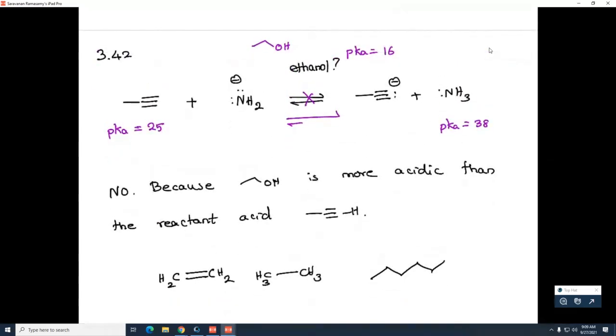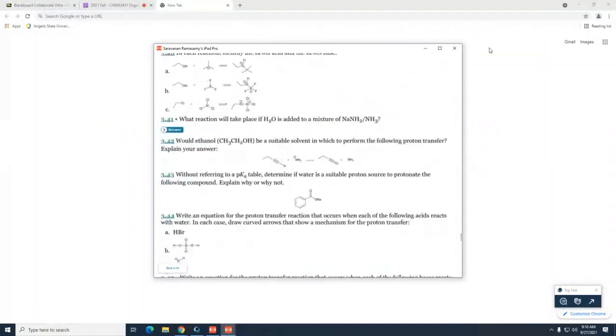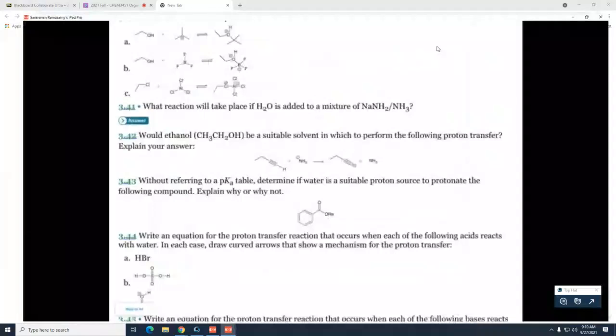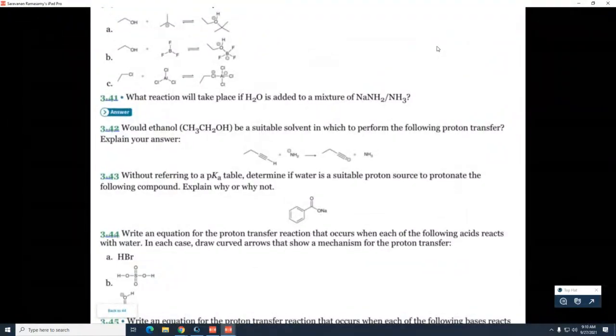3.42. Okay, so without looking at the pKa table, determine if water is a suitable proton source, basically an acid. Is water a suitable acid to protonate this compound? I mean, we skip it. Let's go back to this.